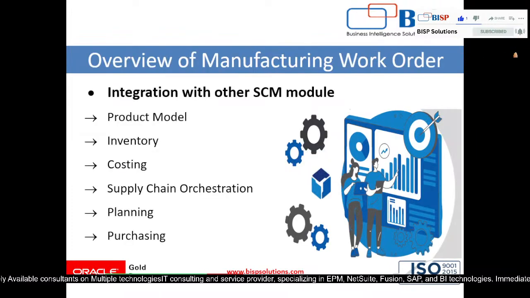So this is the overview of manufacturing work order, right? And first of all, what is manufacturing work order? So manufacturing work order is nothing but a document, or we can say a group of documents or schedule conveying authority for manufacture of specified parts or product in the specified quantities, right? So this is a document where we can define the specified parts of product in the specified quantity, right?